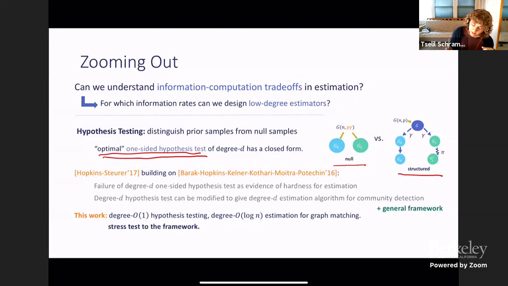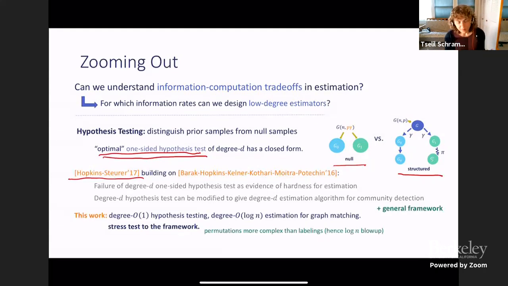So you can look at this work as a stress test to this framework that Hopkins and Steurer proposed. One thing that happens is that permutations or matchings are more complicated than just labelings, like labeling each vertex to be in one of two communities. So this is why we get a logarithmic blow up here, and we only get quasi-polynomial time algorithms rather than polynomial time algorithms.